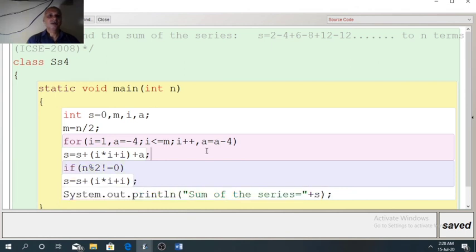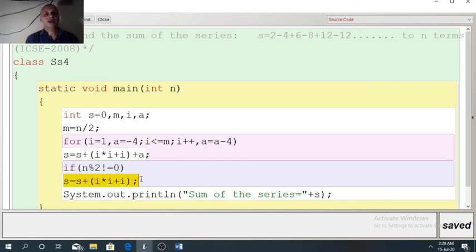Suppose the value of n is 7. We need to find the sum of 7 terms. In that case 7 by 2 will become 3 because it will find only the quotient. For 3 again it will run 3 times and we will get 6 terms. So the first 6 terms we will get. Now 1 term is left. This loop will be over. Now when n is 7, it is an odd number, so the if condition will be satisfied and now this line will run.